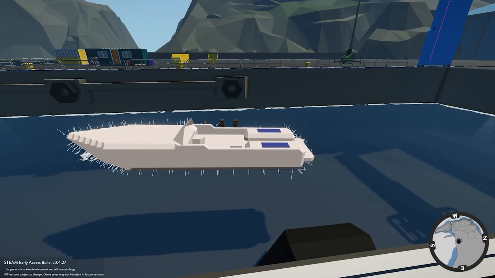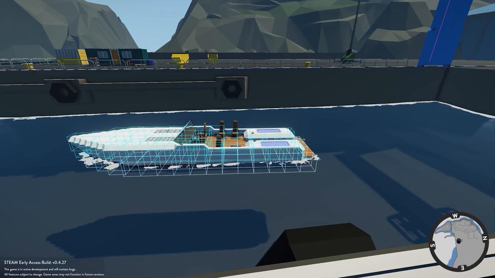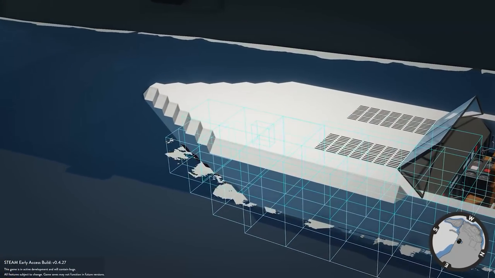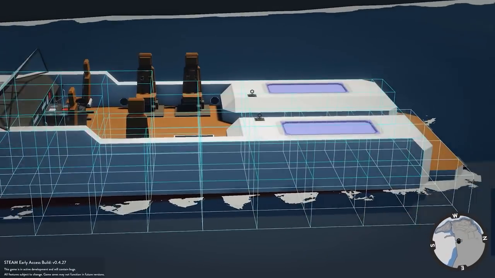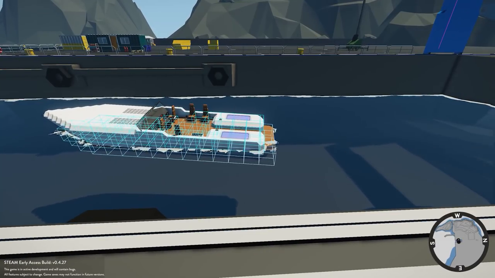And then next we have the displacement of the vehicle, so F2 again, and now you can see the displacement. As the boat rocks around, you'll see that the different blocks are actually moving around, and that just shows where your displacement of the vehicle is on the actual sea itself or on the water itself.